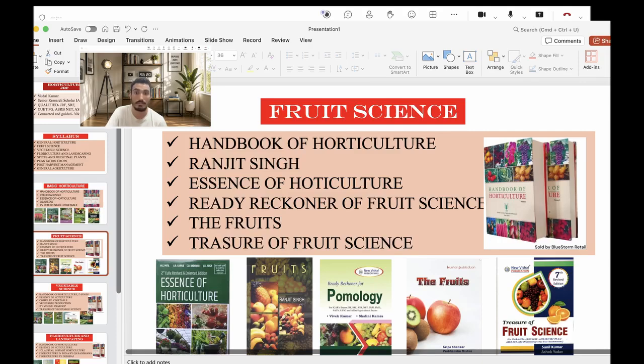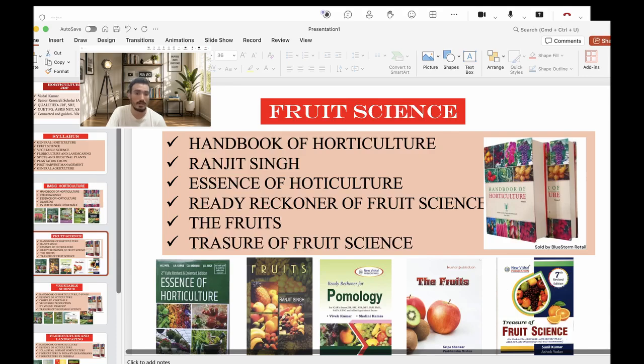Then we have Fruits, which is written by Kripa Shankar sir. This book is totally dedicated to questions from particular topics. Say if you are studying mango, you will find every question asked on mango in past years compiled in a single chapter. Similarly, if you study banana, you will find all the past years' questions of banana which have been asked in different examinations.